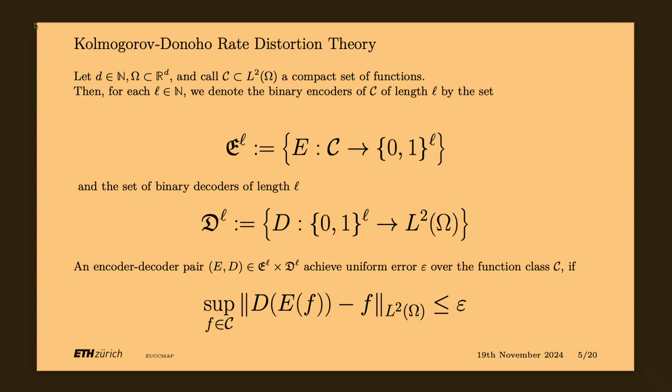And now we are defining the set of all the binary encoders of length L and the set of all the binary decoders of length L. So what are those binary encoders of length L? They are all the rules, essentially, that assign to every function in our function class C a bit string of L elements, a bit string of 0s and 1s. And the decoder, what does the decoder do? Essentially the opposite. It takes the bit string and gives you a function.